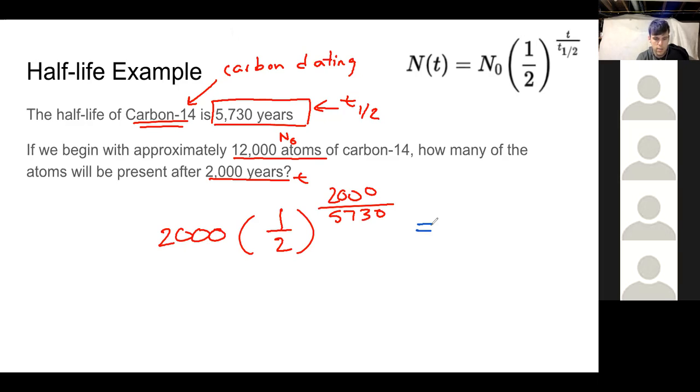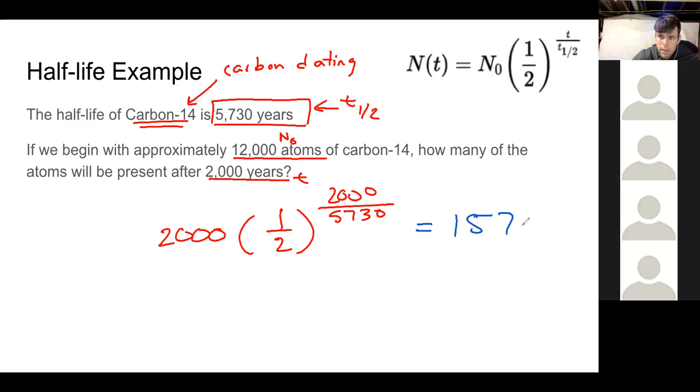I'll do a quick calculation with this. 2,000 over 5730, and there we go. That's our number, 1,570. So I'll write it out.